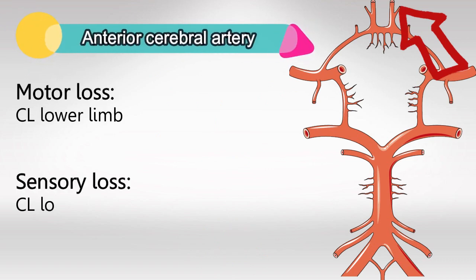If you have blockage of the anterior cerebral artery, indicated by the arrow shown here, you will have motor loss of the contralateral lower limb and sensory loss of the contralateral lower limb.